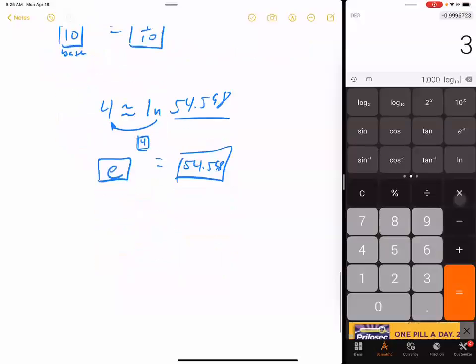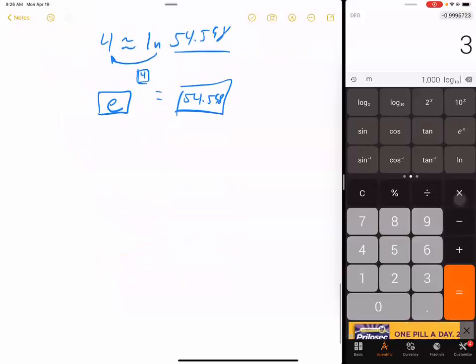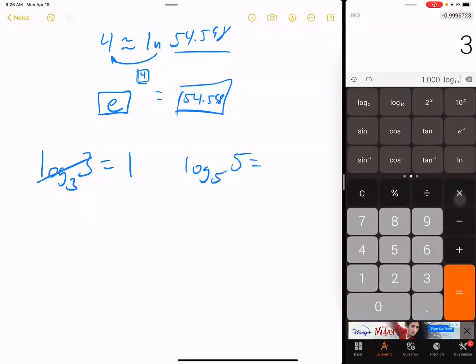So here are a couple of rules that we want to talk about logs now. If I say log base 3 of 3, what exponent of 3 would give me 3? 1. These cancel out. It's almost like division, but it's not. Log base 5 of 5 is equal to what? 1. Okay? Because 5 to the 1 power is 5. What if I write log base 3 of 3 squared is equal to what?